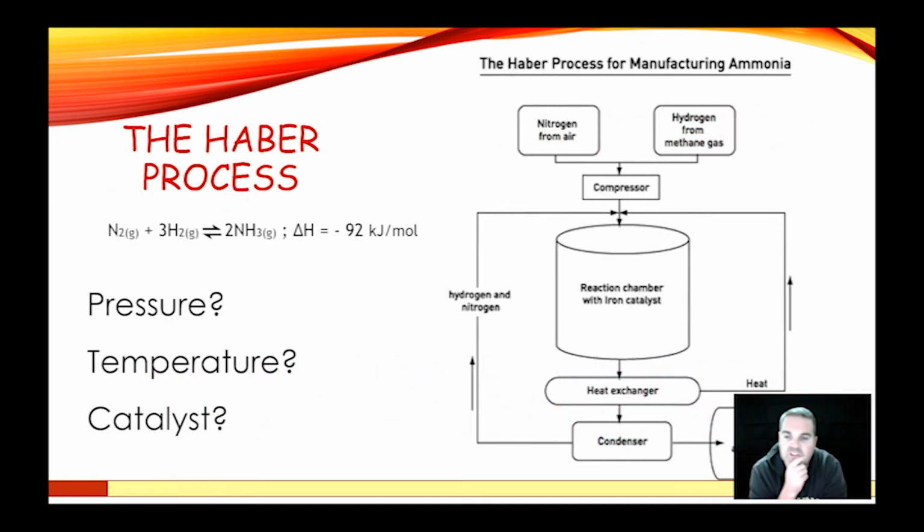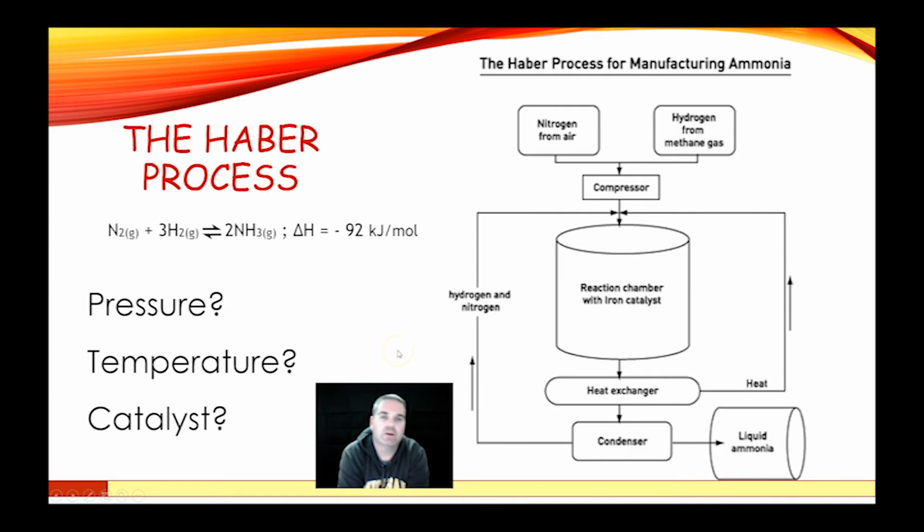If you look at a flow chart, and this is one of the things that they want you to have a look at, they might very well give you a flow chart like this in the exam and ask you to decipher from it. So we've got nitrogen, which is our feedstock, from air, which is our raw material. We've got hydrogen, which is our feedstock, from methane gas, which is a raw material. We compress them together. So straight away, if you see compressor, you think increased pressure. You have to think about what effect this will have upon this equilibrium.